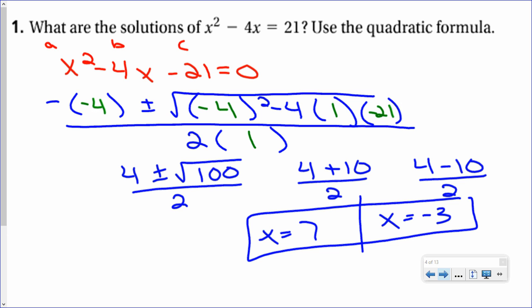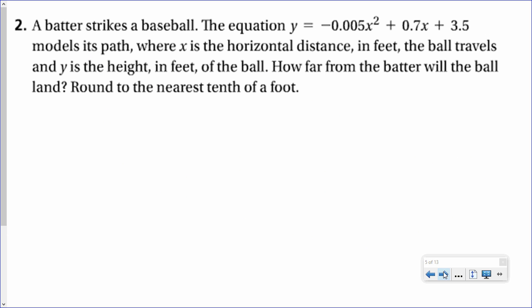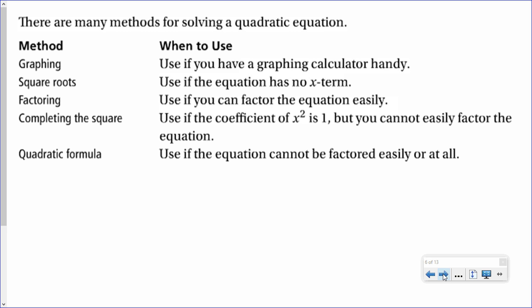Okay, so that's the quadratic formula. Here's what I didn't quite get to. It would be deciding when to use graphing, when to use square roots, factoring, completing the square, and quadratic formula. We're not too big on completing the square. It was 9.5. It's not the preferred method. The preferred method is typically these three here: square roots, factoring, and then the quadratic formula.